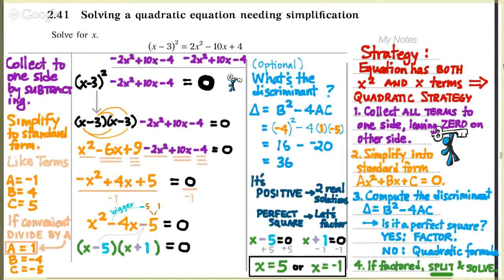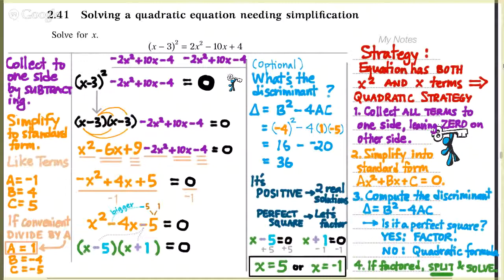This overall quadratic strategy is going to be something we come back to later on in the course when we want to approach quadratic equations that might not be able to be factored. So when we learn the quadratic formula, the first parts of this strategy are going to be the same. Collect all terms to one side and simplify to standard form. But then the second part is going to be different. If we discover the discriminant is not a positive perfect square, then we're going to have a different strategy for how to find its solutions.